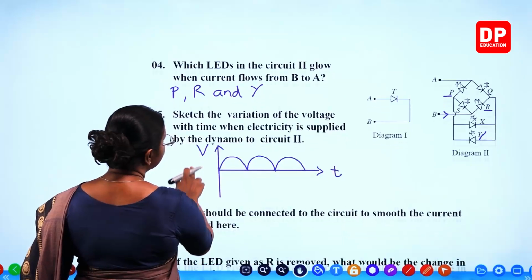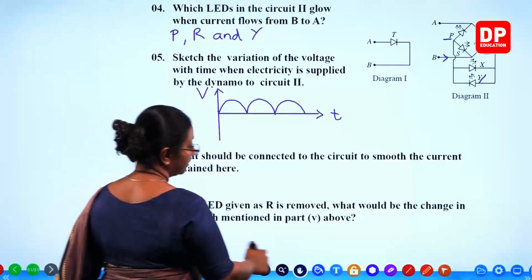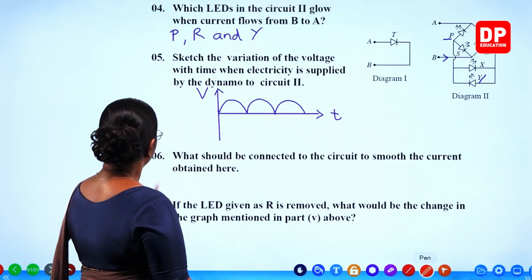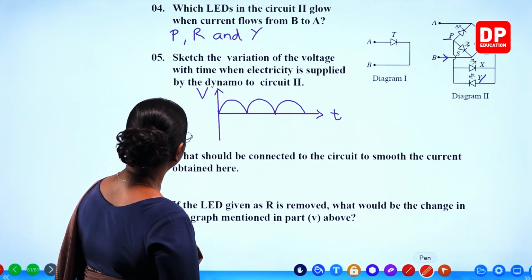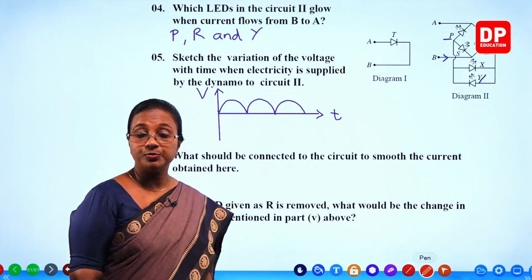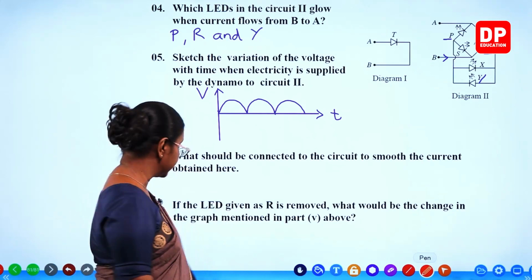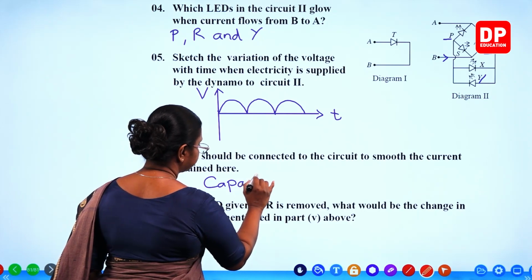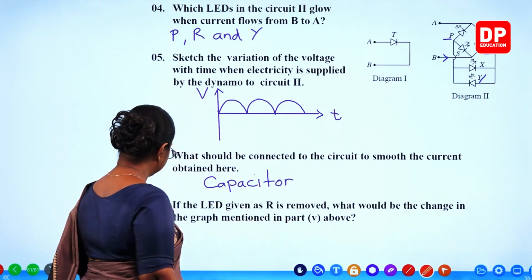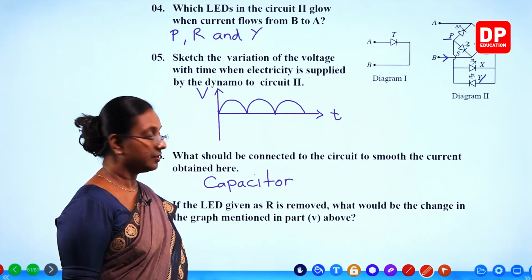And then the last few parts of the question. The 6th one: what should be connected to the circuit to smooth the current obtained here? What do we use to smooth the current? A capacitor. You're familiar with that. A capacitor. And the last question.